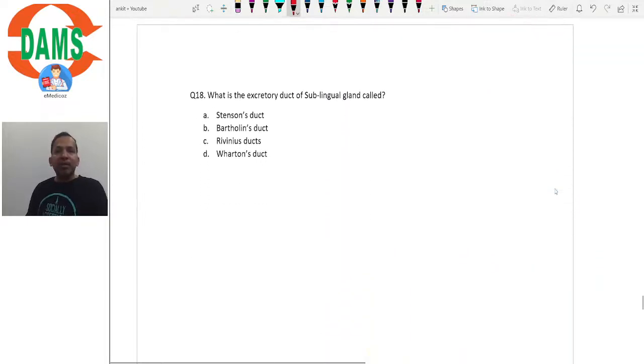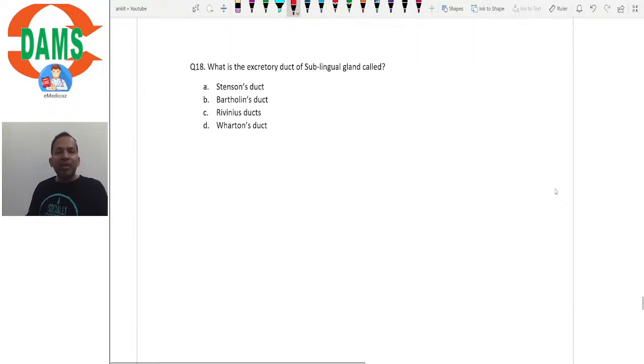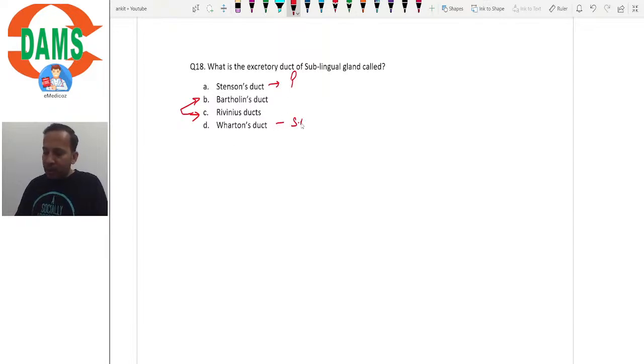What is the excretory duct of sublingual gland called? This is easy, and I hope you can answer it without looking at the options, isn't it? What is the excretory duct of sublingual gland called? Either it should be Rivinus ducts or Bartholin's duct, isn't it? Stenson's duct or Wharton's duct it is not. Stenson's duct is for parotid, Wharton's duct is for submandibular. So which of the two, that is option B and C, is the correct answer?